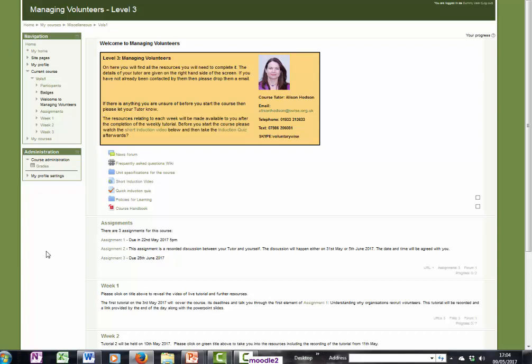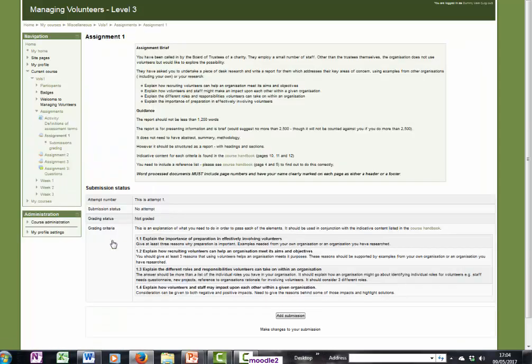on the left-hand side there, and you'll see the block there just under the general block, which is assignments. So if you want to find out a bit more about assignment 1, you can click on assignment 1 there, and it opens up into the assignment brief for assignment 1. And then underneath the brief, you will see some guidance notes for the course as well.